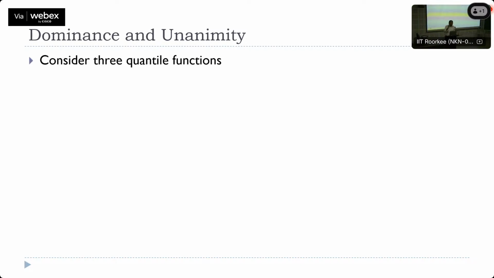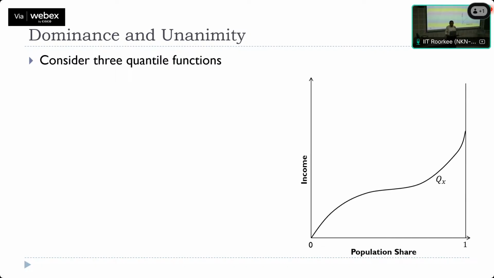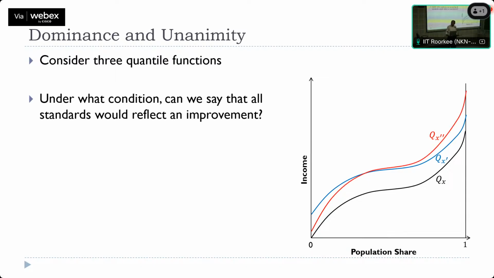Now, dominance and unanimity is important. You ask, what value of alpha? Why do I choose alpha equal to 0? Why not alpha equal to -1? So let's talk about what dominance and unanimity does. Suppose we have this quantile function Qx, the entire distribution. I'm not talking about a particular measure. Suppose we have this blue distribution and this red distribution.